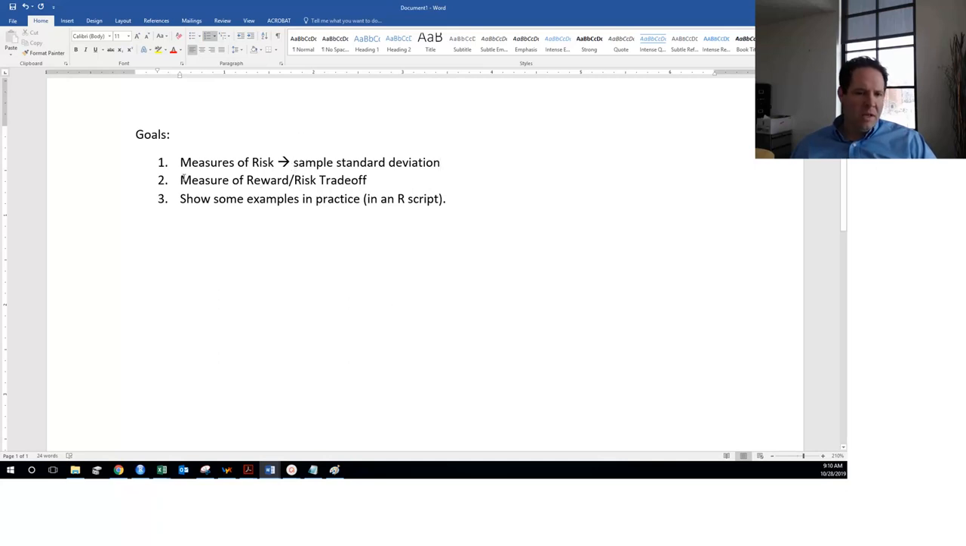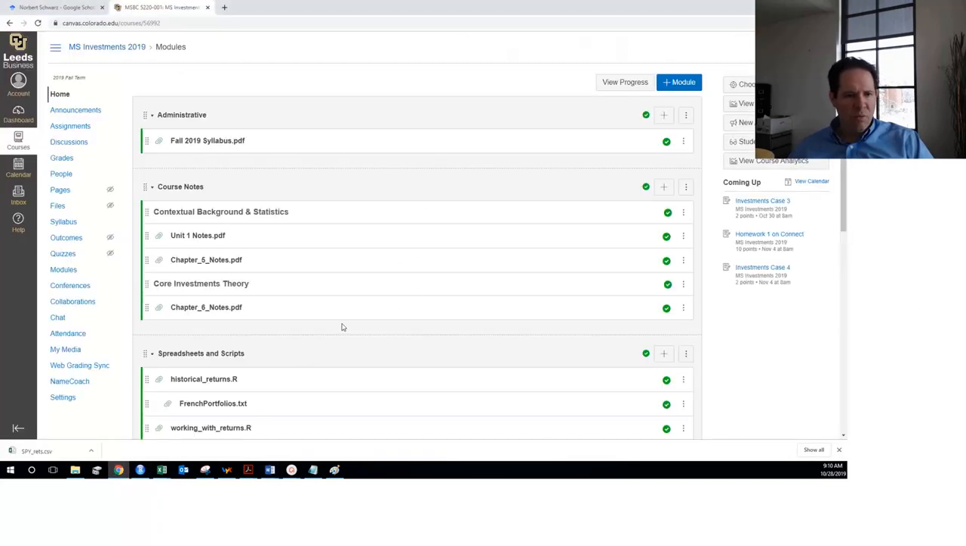And then when we talk about the reward to risk ratio or trade-off, we'll be thinking about what's called the Sharpe ratio, named after this guy named Sharpe. We'll talk a little bit about this conceptually, and I'll show you where in the notes to find this, and so on. So, sort of following along this MS investments course.